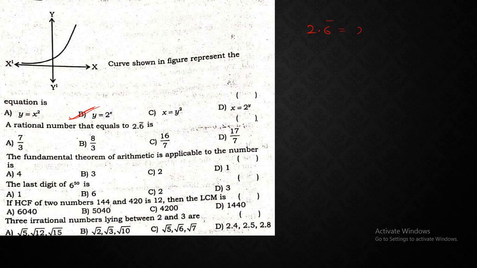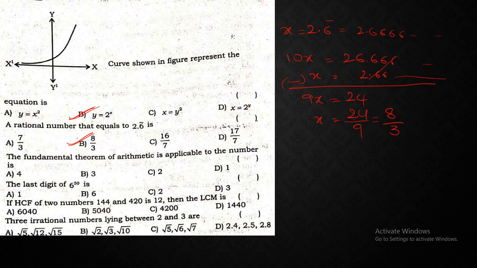So 2.6 bar means nothing but 2.66666. Its periodicity is 1, so we need to multiply by 10. This gives me 26.6666, and we consider 2.66 again. When I do the subtraction, this becomes 9x, and after the decimal point the 6s get cancelled. So 9x is equal to 24, and x is equal to 24 by 9. In the 3 table I can cancel, giving 8 by 3. So the answer is 8 by 3.